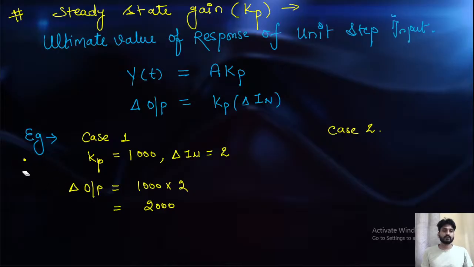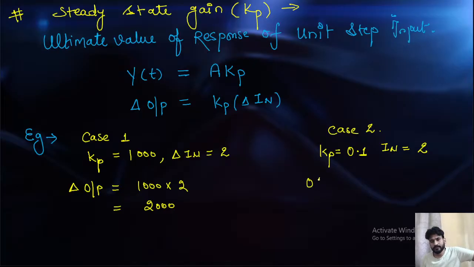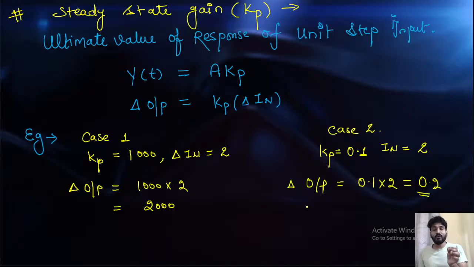Okay, let's take another example. Case 2. Let's take the same input change, 2. Now my Kp will be 0.1. What is the change in output? Kp multiplied by the input change, that is only 0.2. Only 0.2 will change for your output. It means if your output is initially 200 degrees Celsius, now it is at 199.8. Is it clear to you or not?